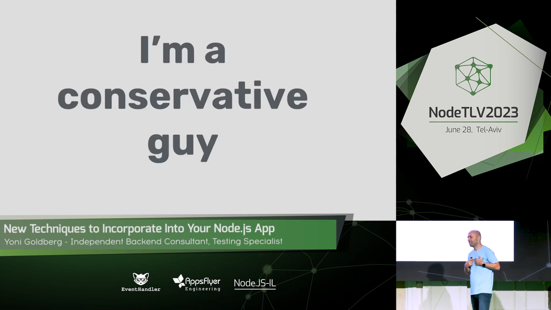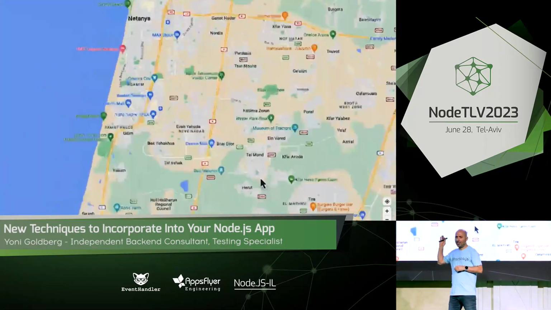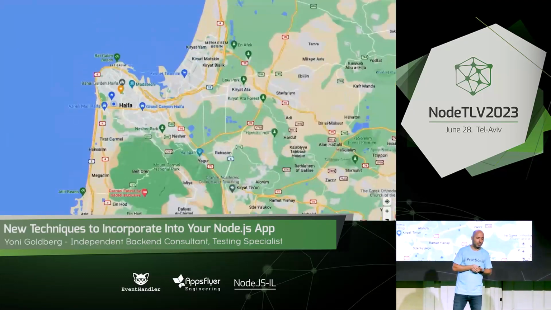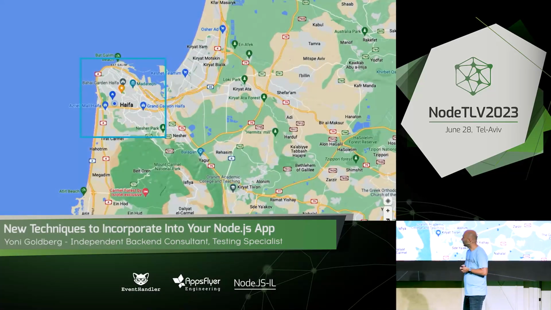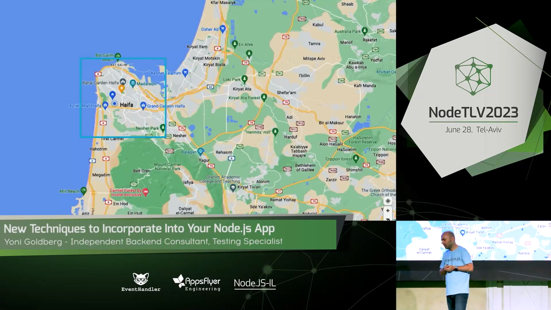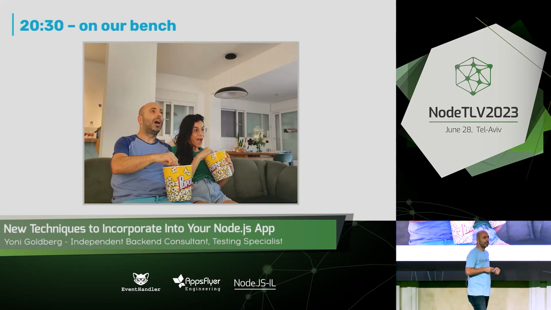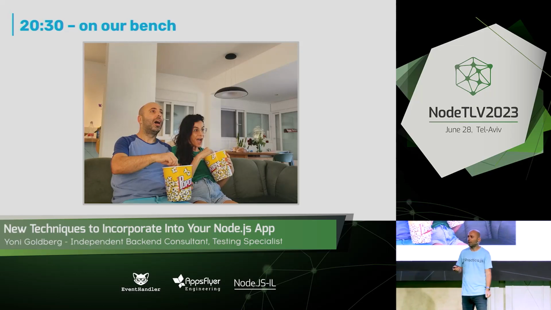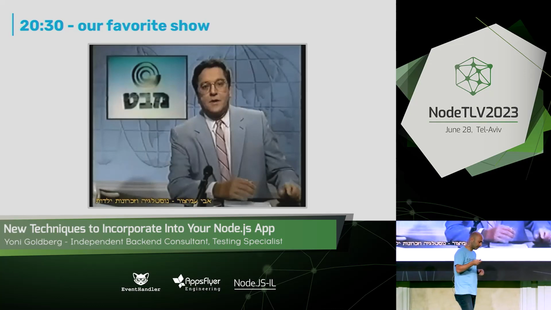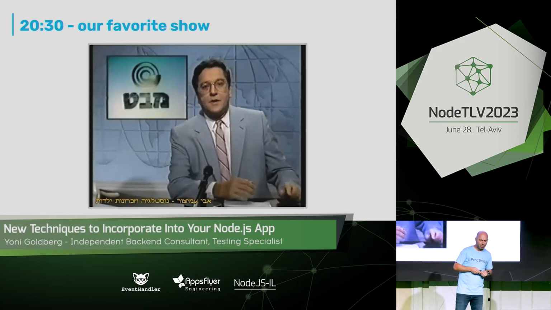I'm a conservative guy. I live at a place at the far northern area of Israel, which is called Haifa. And see, in Haifa, we don't have nightlife or life. So for this reason, every evening, me and my wife, we sit and watch TV. We watch our favorite TV show, which is called Mabat. That's, for the younger of us, the local news for old people.